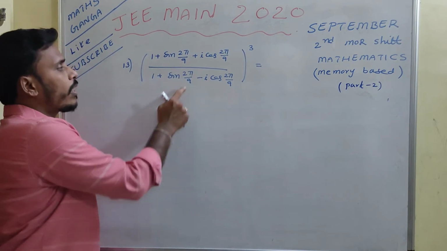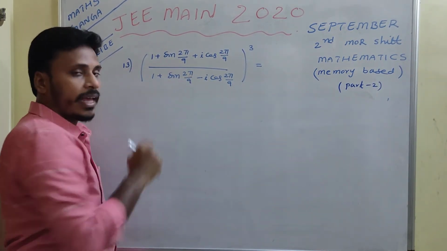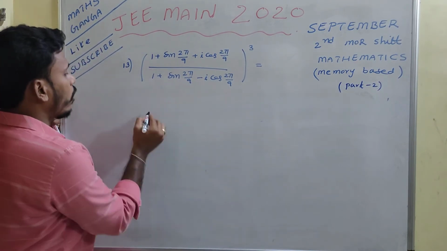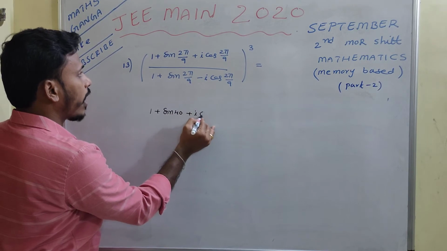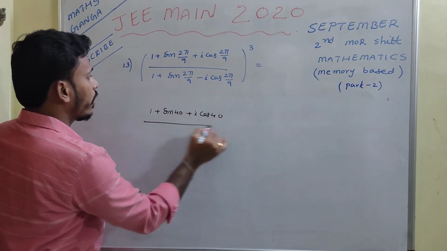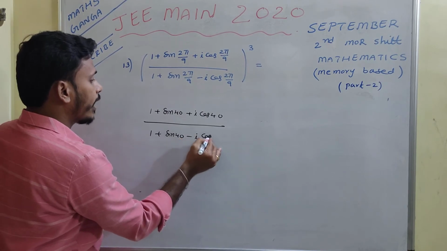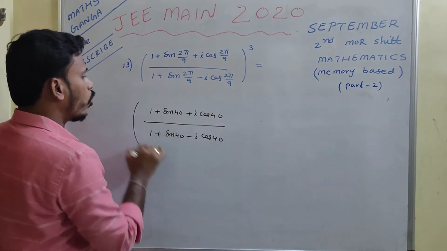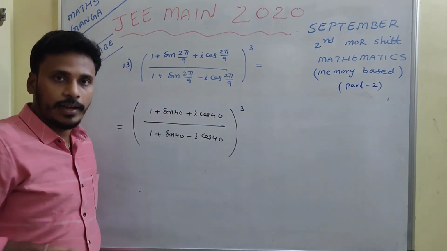Okay, see, what is 2 pi by 9? We know that pi is 180 degrees. 180 by 9 is 20. 20 into 2 is 40. So this is (1 plus sine 40 degrees plus i cos 40 degrees) divided by (1 plus sine 40 minus i cos 40), whole to the power 3. I need to find its simplified value.